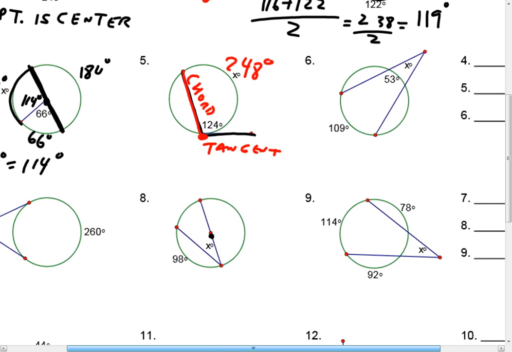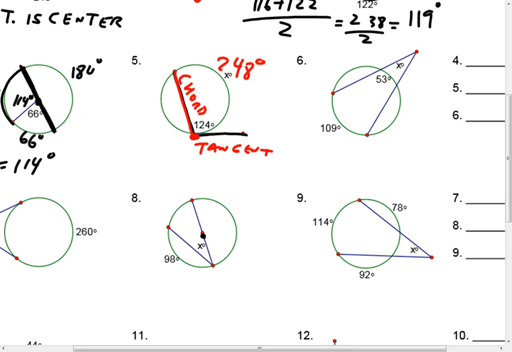Now we've got a situation where we're looking at an angle outside the circle. What do we call these two things that cut through the circle and intersect twice? What are those called? Secants? We've got one secant, we've got another secant. What's the rule for that? That's our second rule from angles and arcs.